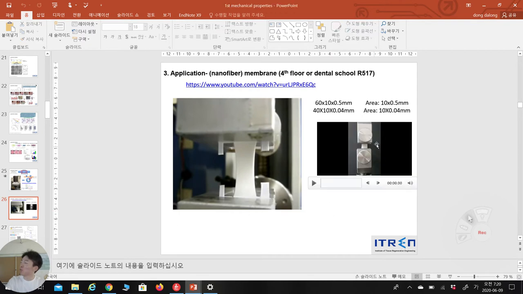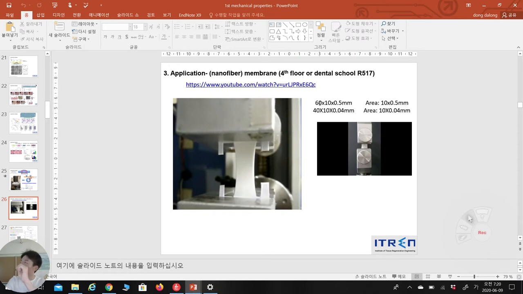So anyhow, we can make this kind of membrane. And then when you measure this membrane or nanofiber strength, this machine can only measure their stress. Stress means the force in Newtons, first. And then you have to consider their area.